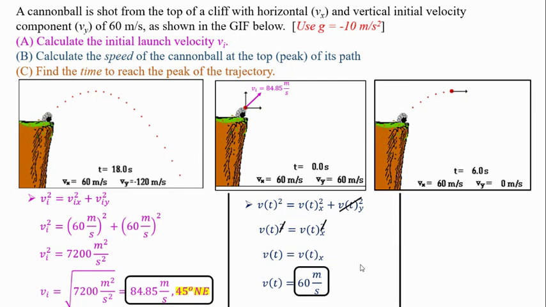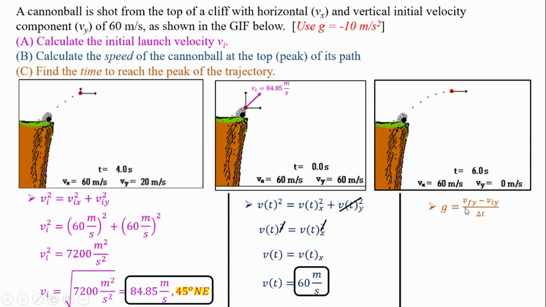Okay, part C asks us to find the time that it takes to reach the peak. Well, to find the time that it reached the peak, I can simply apply my acceleration function in the vertical direction. So here instead of A, I just replace acceleration with g, which is acceleration due to gravity. Why do I want to do this? Well, I want to do this because I know certain information that's super useful.